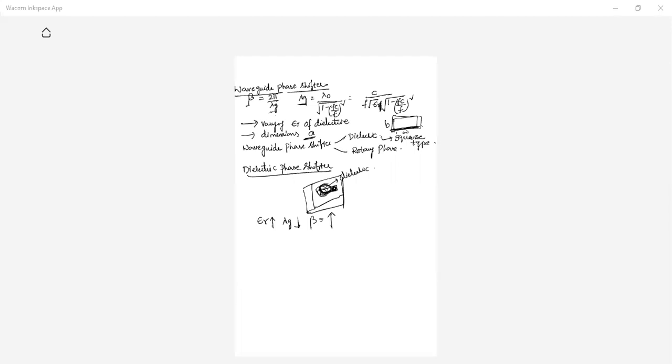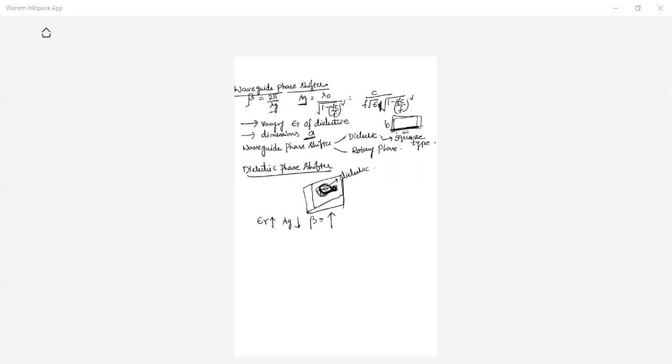Okay. So based on this dielectric slab, what we are getting? We are varying the phase shift of the wave. What is the purpose of a phase shifter? It changes the phase of the electromagnetic wave which is propagating through the waveguide. Such a device is called a phase shifter. Since we are using a dielectric slab to control the phase shift, that's why it is called a dielectric phase shifter.